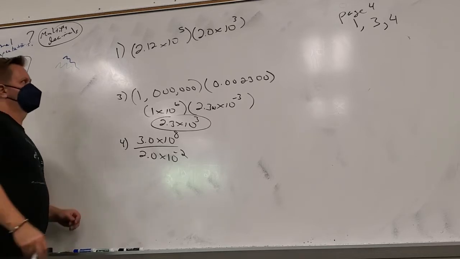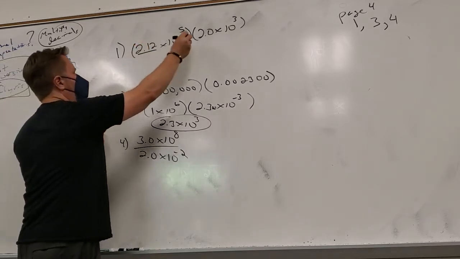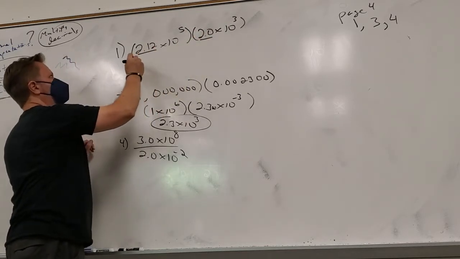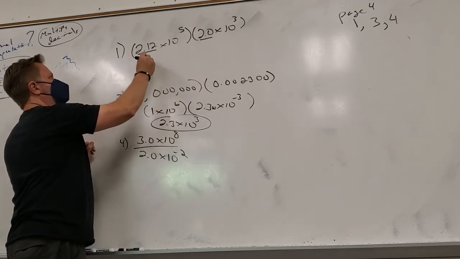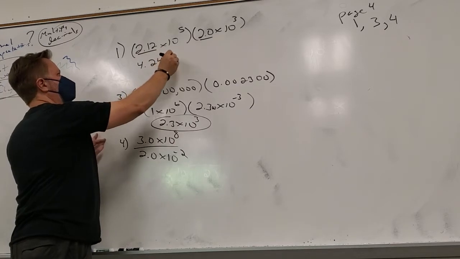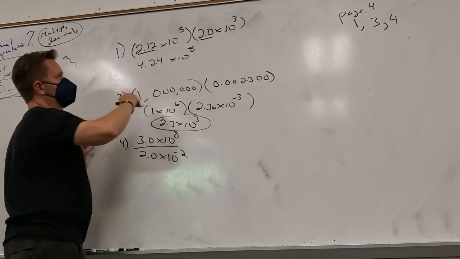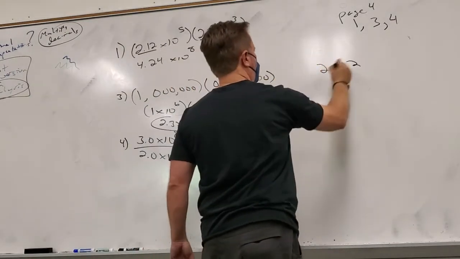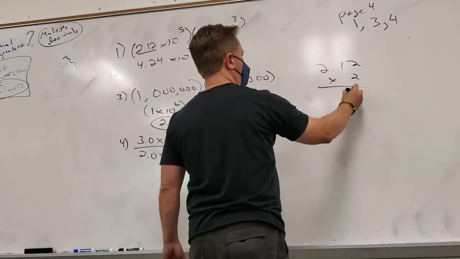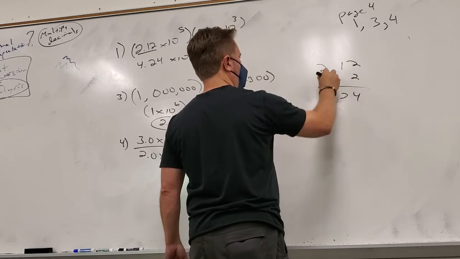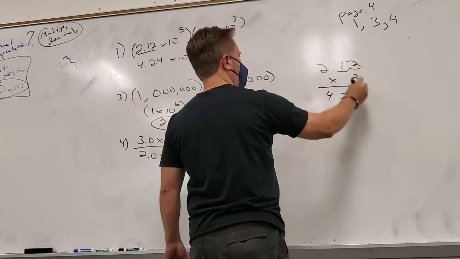Okay. Come back up here. What's 2.12 times 2? 4.24. So 4.24 times 10 to the 8. Can you show me the multiplication? Okay, sure. 2.12 times 2. 2 times 2 is 4. 2 times 1 is 2. 2 times 2 is 4. Bam.